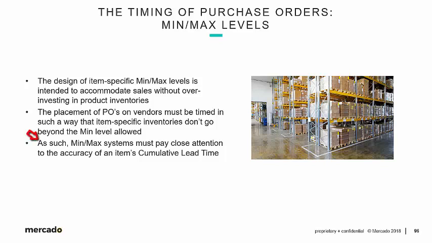As such, min-max systems must indeed pay close attention to the accuracy of an item's cumulative lead time. Why is that? Because if we don't know the cumulative lead time for a product, we're almost guaranteed that at some point we're going to go below that min level. You can't manage the min without knowing cumulative lead time for an item, because cumulative lead time for an item determines when we're going to get that item on a particular purchase order.